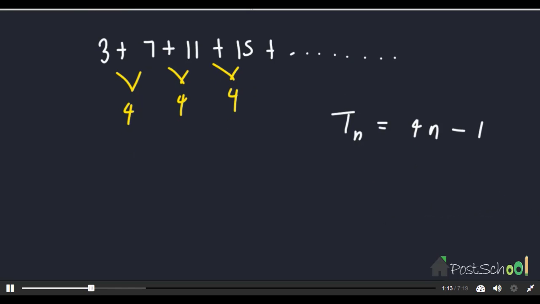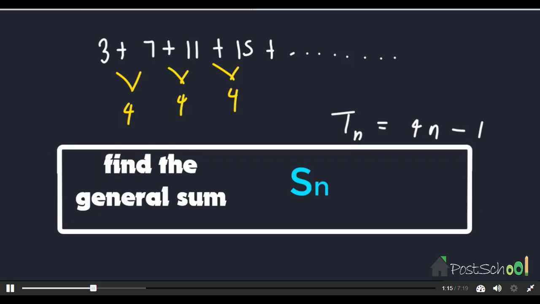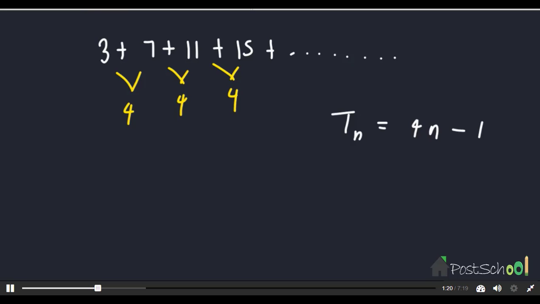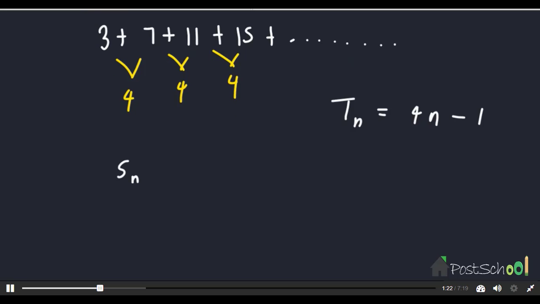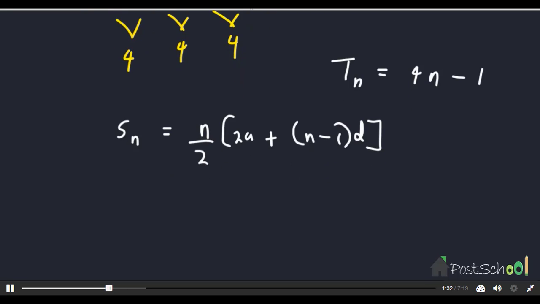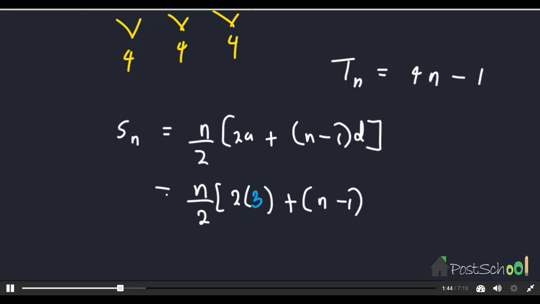Now let's find the general sum of this series. Please try and calculate it and choose the correct answer. It's a very easy process. First we write our formula: Sn equals n over 2 times 2a plus n minus 1 times d. That's just our quick formula. Then we substitute: n over 2, a is just 3, so 2 times 3, plus n minus 1 times the difference, which in this case is 4.